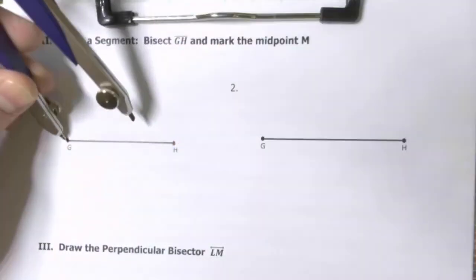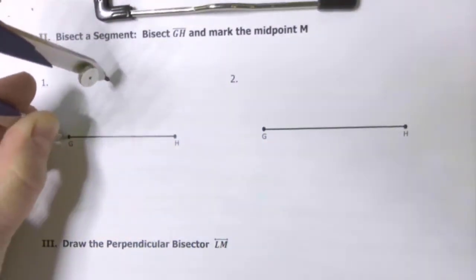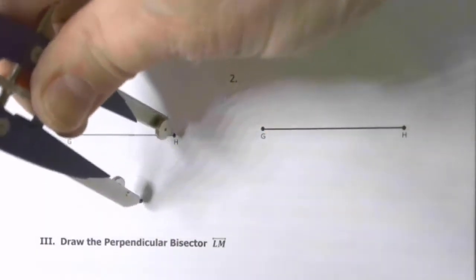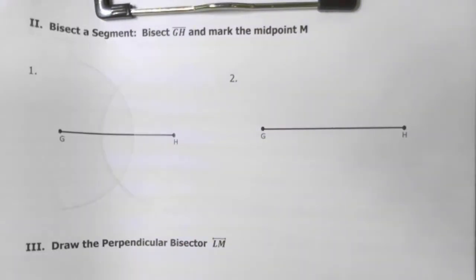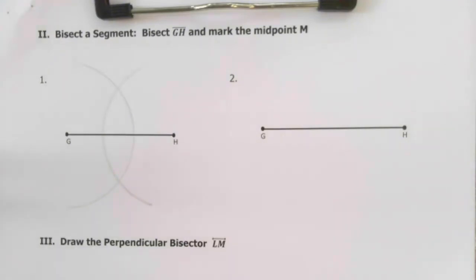So adjust your stylus so it's more than halfway. Put it on G, make a half circle arc, then lift, put the stylus on H, make an identical half circle arc. You can almost see that. Let me try this. Oh, that's better.